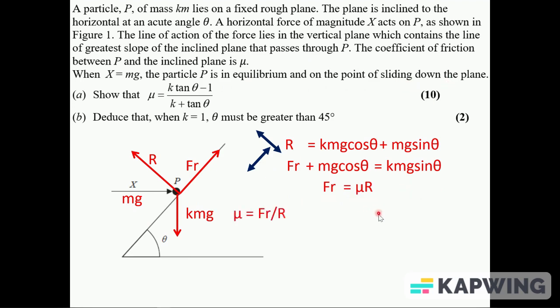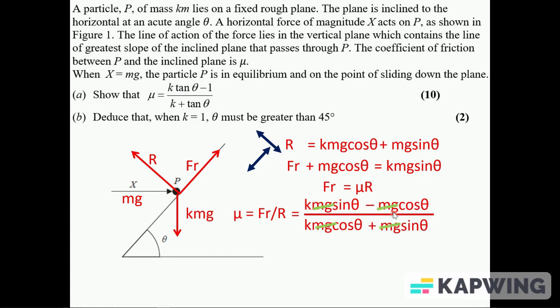It's in equilibrium. It's on the point of sliding down the plane, so the friction is equal to mu times R. So to get the mu, I do friction divided by the R. So the friction is kmg sine theta minus mg cos theta, all over the R, which is kmg cos theta plus mg sine theta. I've got to get into this form.